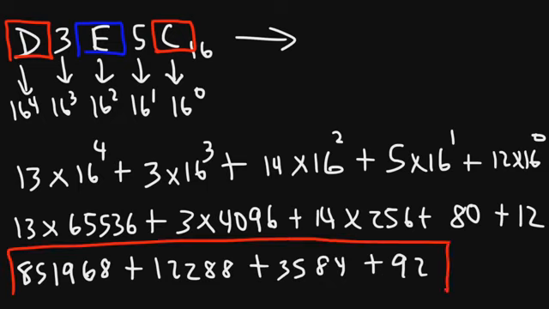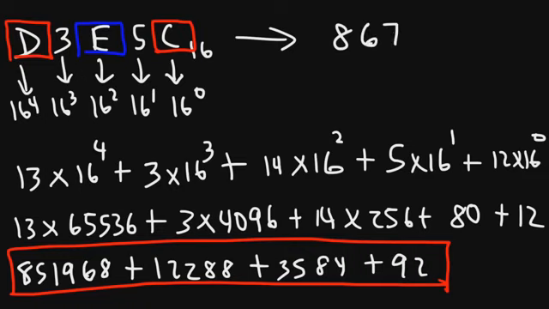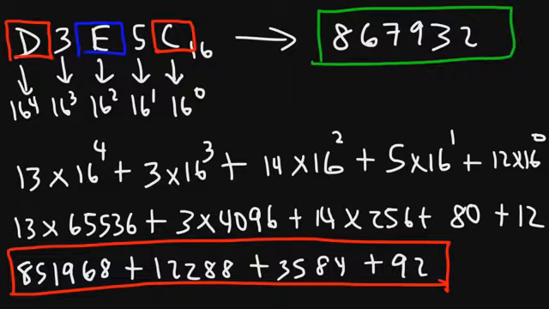So let's add these numbers. So the total sum that you should now have is 867,932. And so this is the final answer for this example. Now let's consider one more example. So let's say if we have a fractional hexadecimal number. So as you can see, we have a decimal point. How can we convert this into a base 10 number? So go ahead and try this problem.